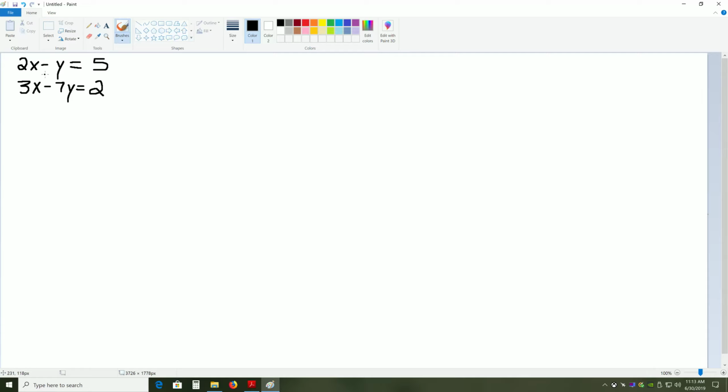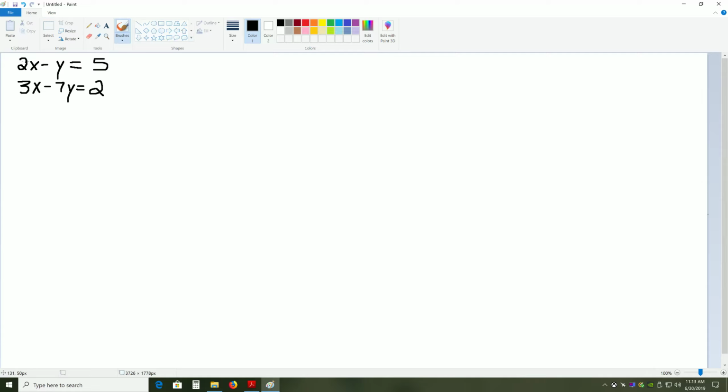In this case, the easiest term to get in front of each variable would be the y's. If we were to multiply this y by a negative 7, then that would give us a positive 7y here and a negative 7y here. So another case that we could use is the x's though. It's perfectly okay to use either situation.